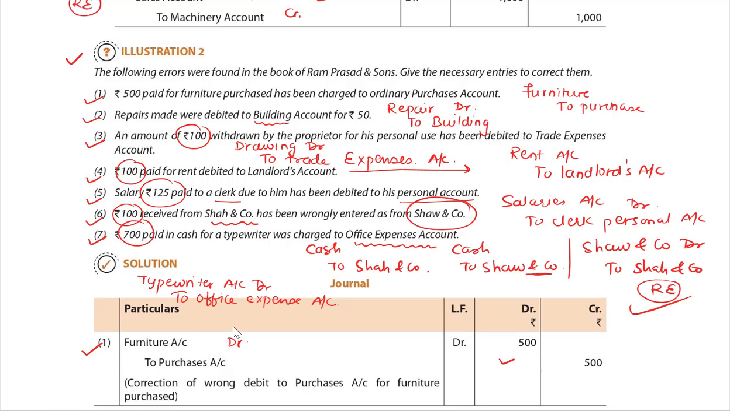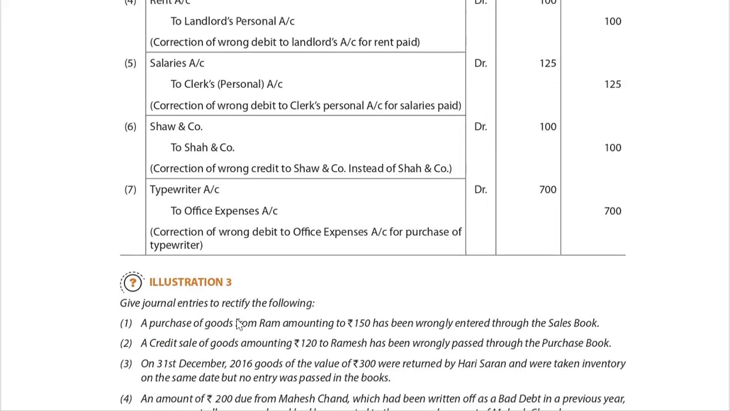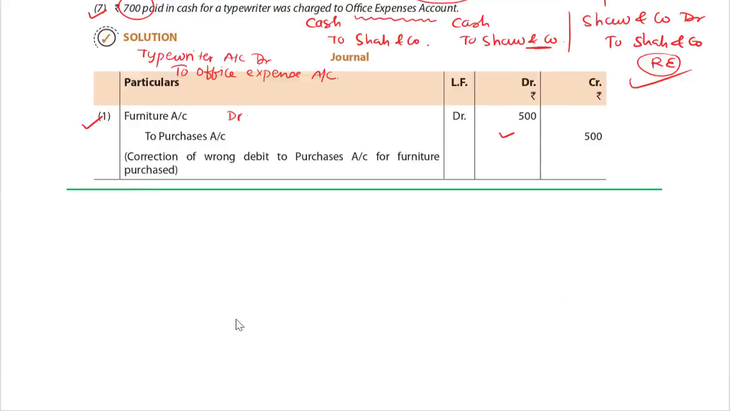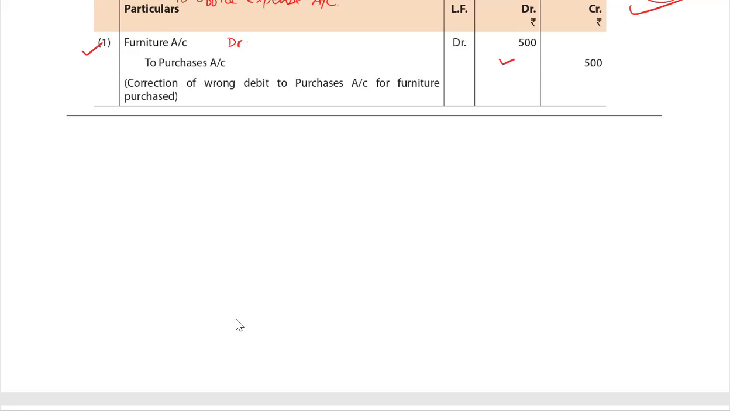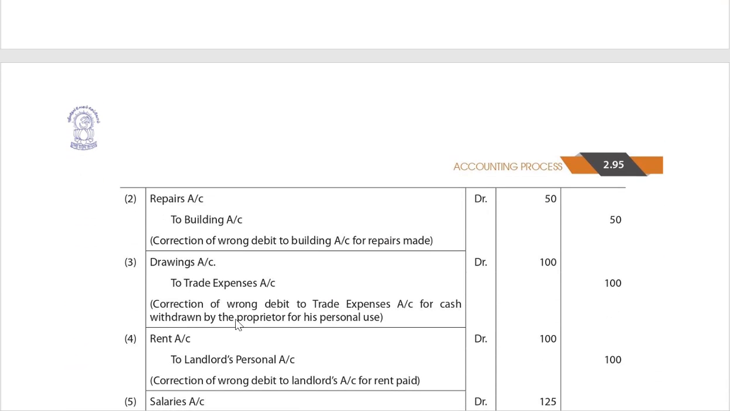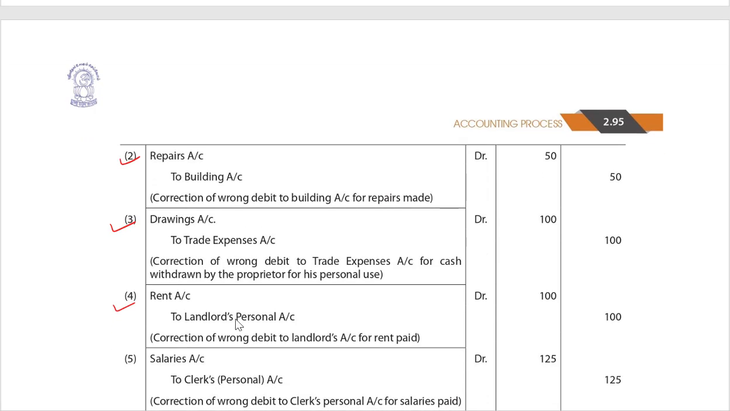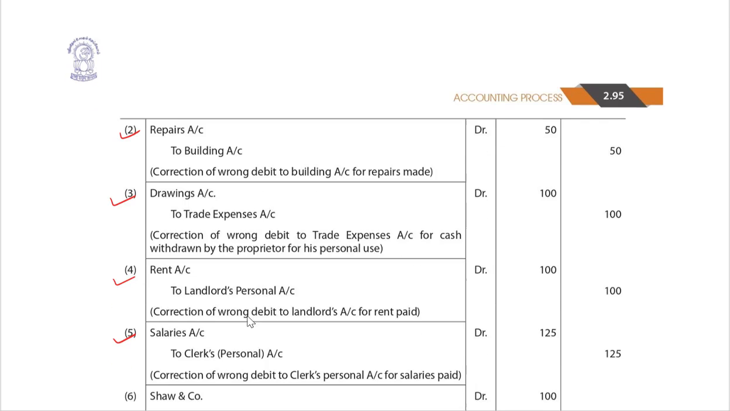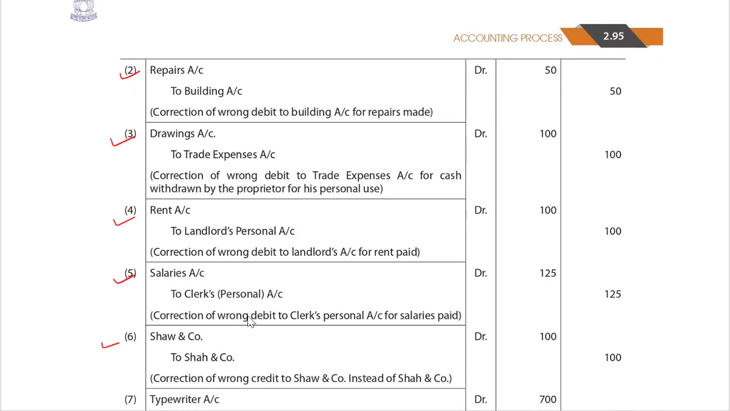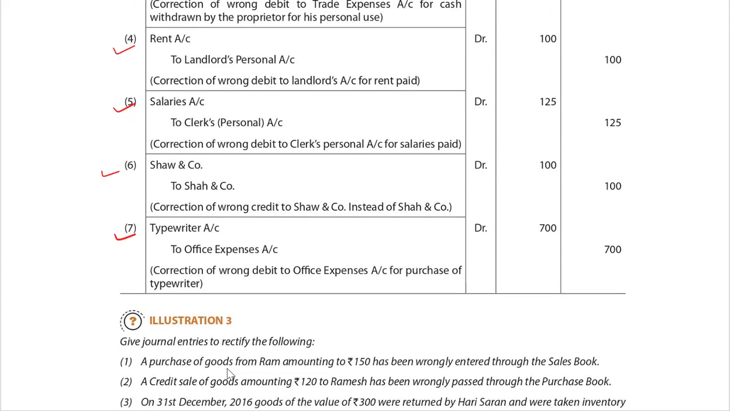Okay, students, just see it over here. Furniture to purchases. By mistake we have debited building, so we have credited it, and then repairs would be debited. Drawings we have by mistake put into trade expenses, so we will put it in drawings and rectify the trade expenses. For rent we have written landlord, so landlord would be credited and rent would be debited. Salaries, personal account, Shaw and Shah, just see it. Typewriter and office expenses, we had done it correctly.